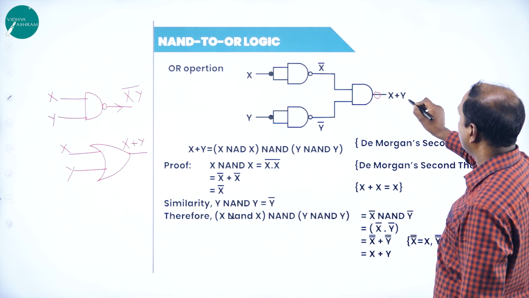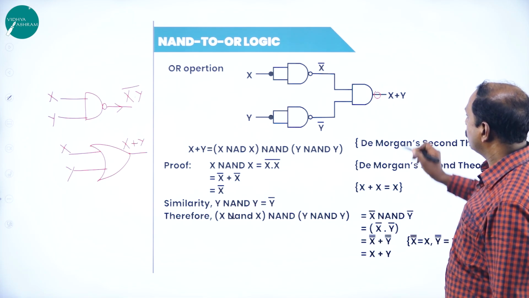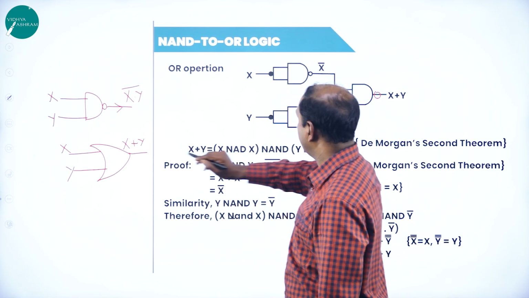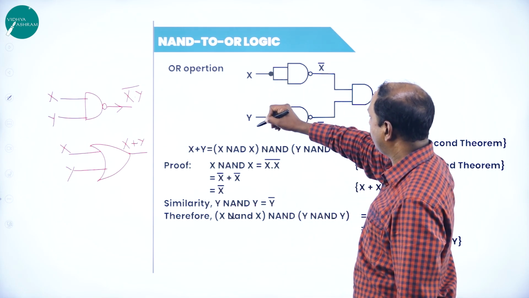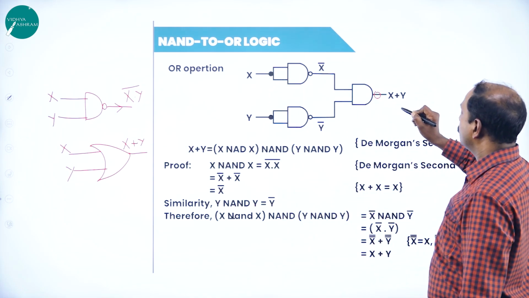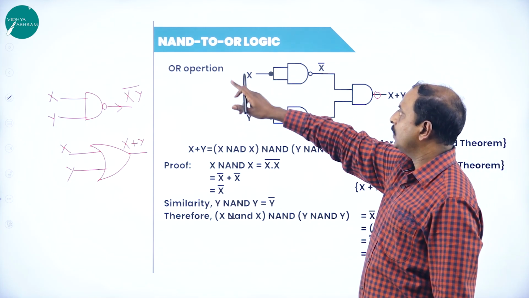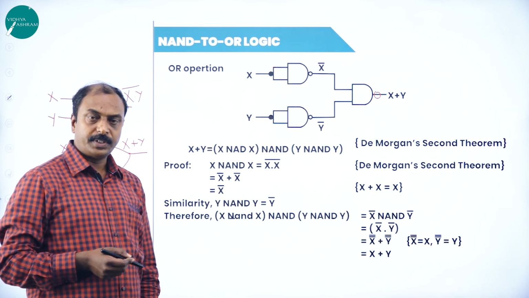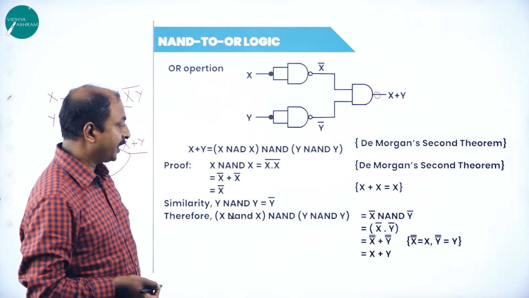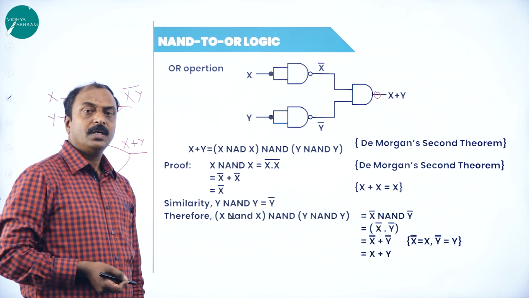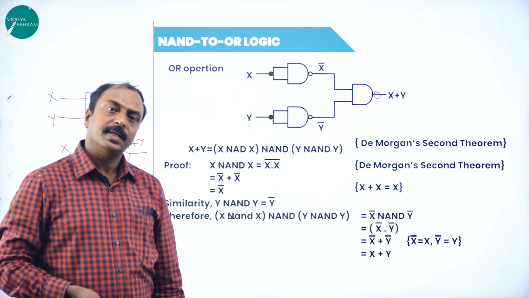So this will be X plus Y. So this is the output we expect from the OR gate, with X and Y as the two inputs. So this is how we derive the OR operation using NAND gate. By using different Boolean theorems, it is possible to prove the given circuit for the OR gate using NAND gate.